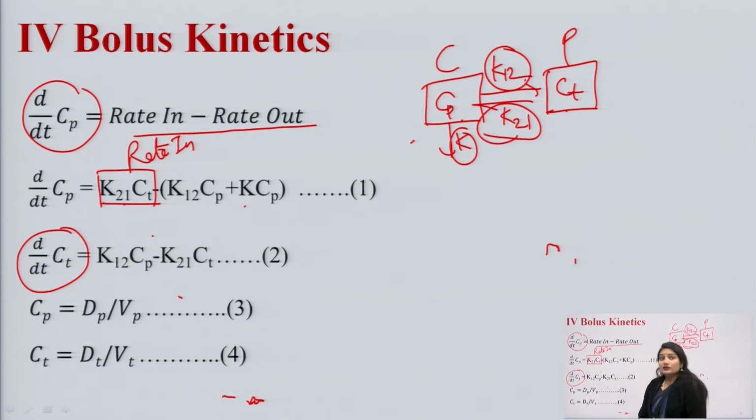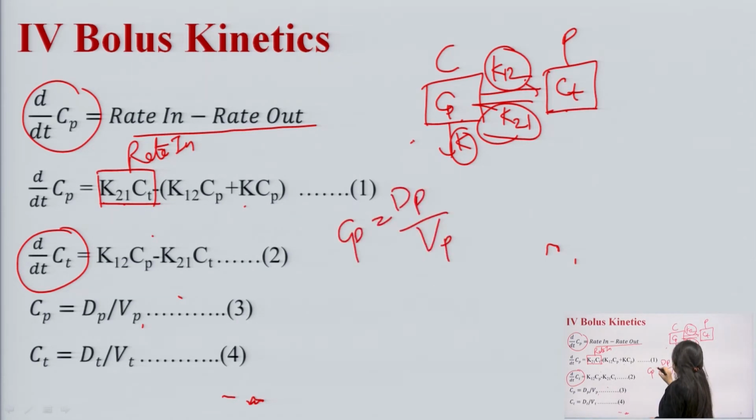Okay. So, now what is plasma drug concentration? It is the amount of drug in the body divided by the volume of distribution. Okay. So, we can write Cp. Cp is the plasma drug concentration in the central compartment. That can be written as dP divided by Vp, where dP is the amount of drug in the central compartment and Vp is the volume of distribution in the central compartment. Okay. So, Cp is equal to dP upon Vp.